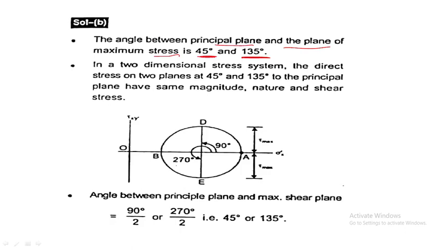You can see in the sketch the points A, B and D, E. So this is 90 degree, right? Here they are saying this is 90 degree when we rotate clockwise or anti-clockwise. So the angle between the principal plane and maximum shear plane is 90 by 2 or 270 by 2, that is 45 or 135 degree. This value is tau max, the maximum shear stress, and this one also, okay? So you have to take half of that, 90 degree by 2 or 270 by 2.